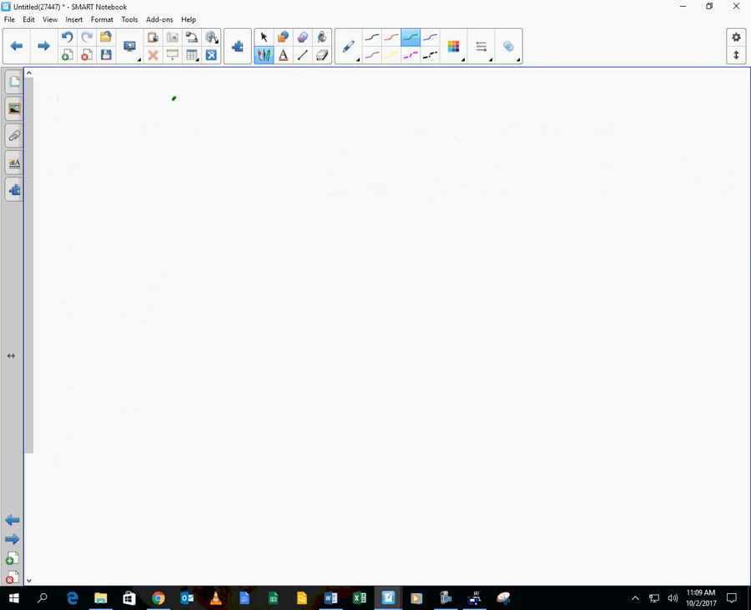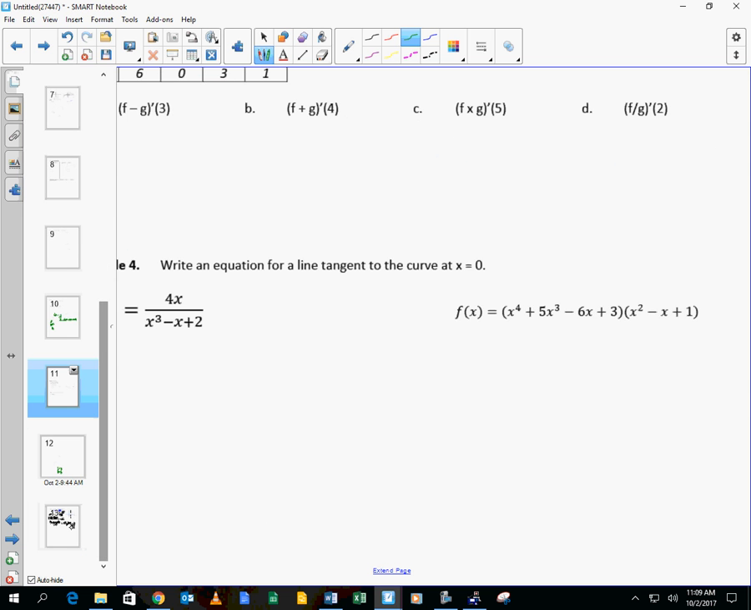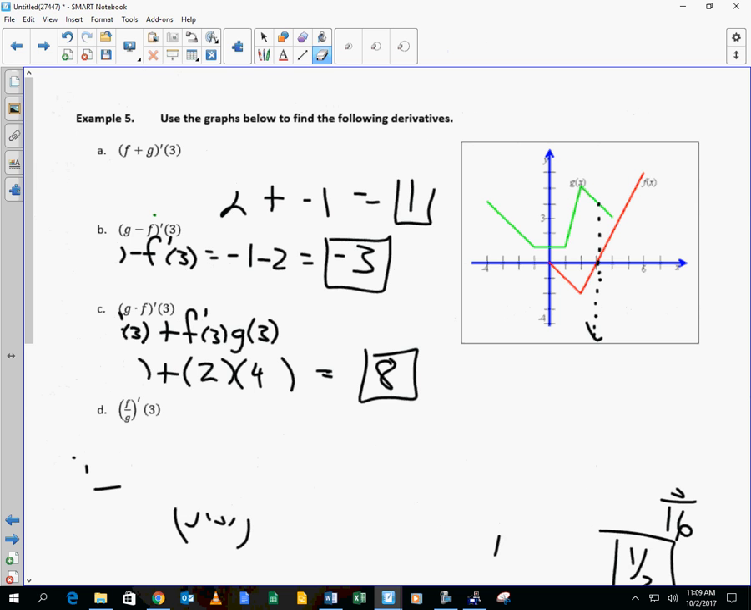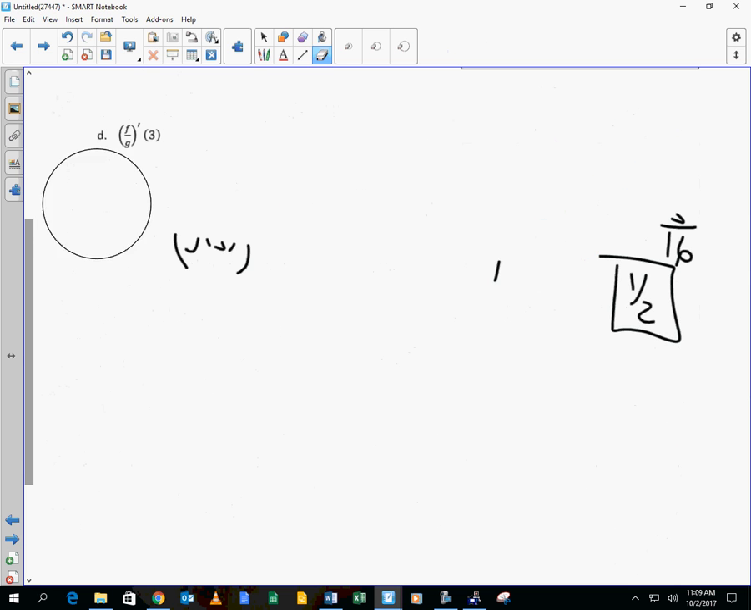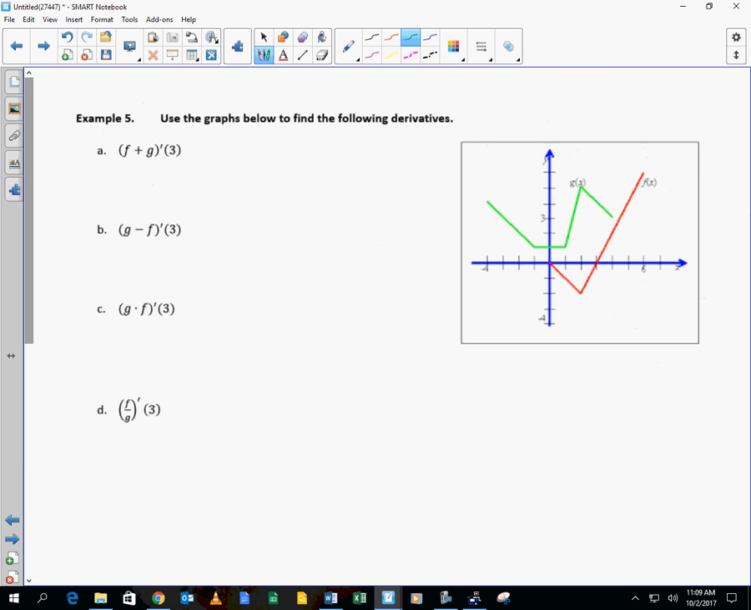Okay, let's flip to the back side. We've got really just one more example to look at. And that's this one right here. So we're going to look at the graph. And it says, using this graph, find f plus g prime of 3. So that's f prime of 3 plus g prime of 3. Okay, so what's f prime of 3? How do I determine f prime of 3 by looking at that graph?